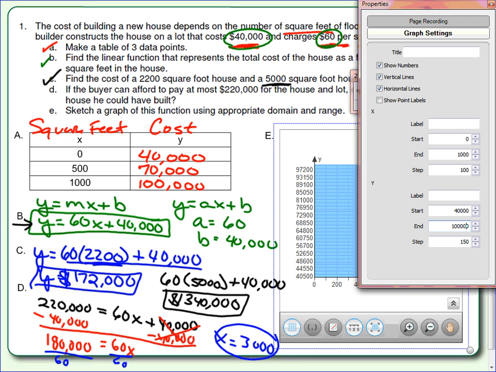Now look at this. That's way too messy here. Right now I've got it set up so that it counts by 150s. 150s is too small. I want to count by something a little bit bigger here. Anybody got a suggestion? What's that? 3,000? All right, let's try it.